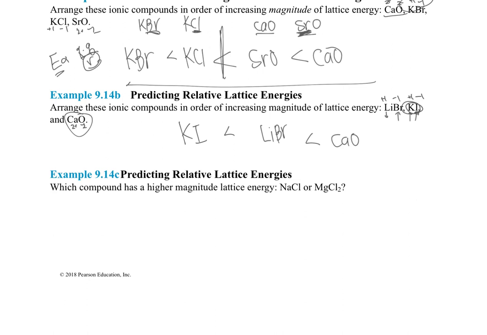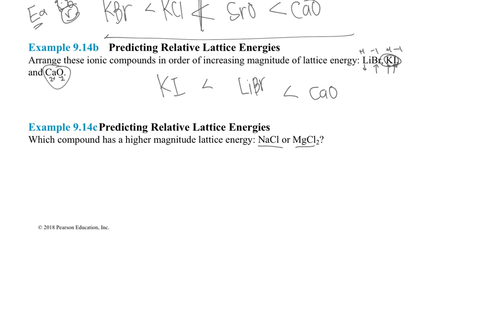Okay, who has the higher magnitude? Sodium chloride or magnesium chloride? Now, don't let this 2 here trip you up at all. What you want to pay attention to is the +1, -1, and magnesium chloride is +2 and then -1. Don't worry about that 2 there. Just worry about the charges. Knowing that magnesium has a higher charge than sodium, magnesium chloride will have the highest magnitude for lattice energy because of that +2.